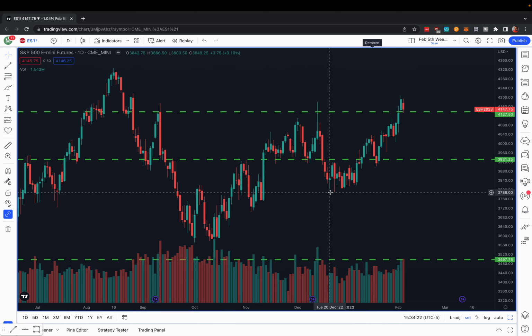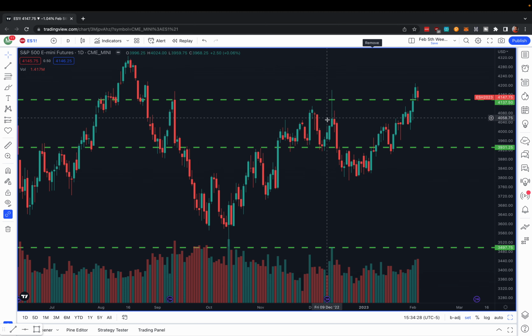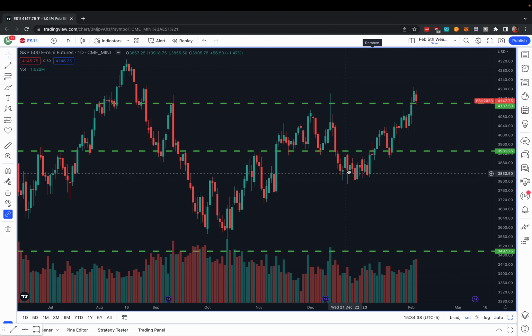Broke down to the downside. And then we came back up here. So there was this price action, which was interesting, right? We bounced off this level, continuing higher and higher. Then we broke down to the downside, which was an interesting breakout. Consolidated down here off of this level.